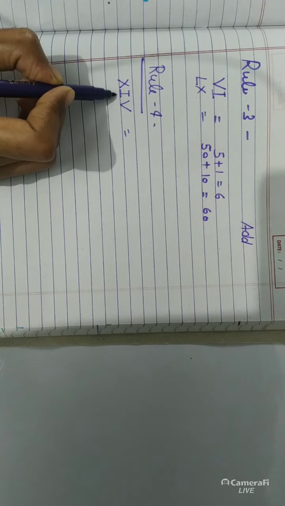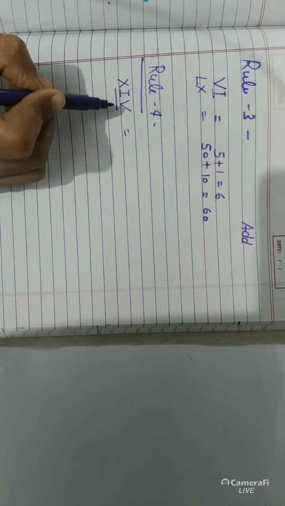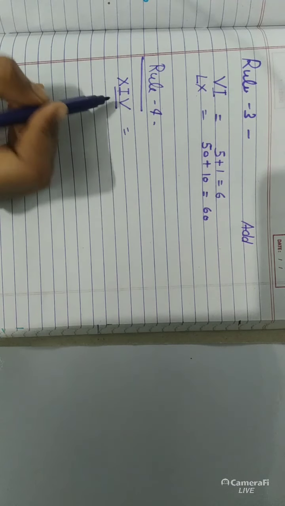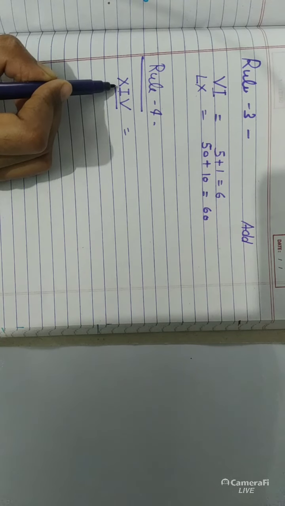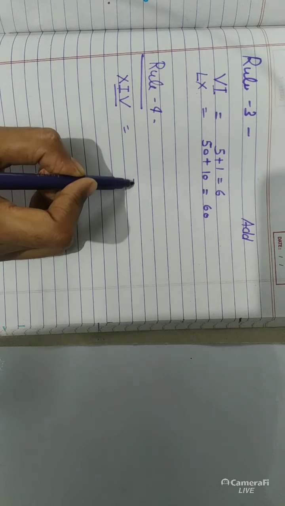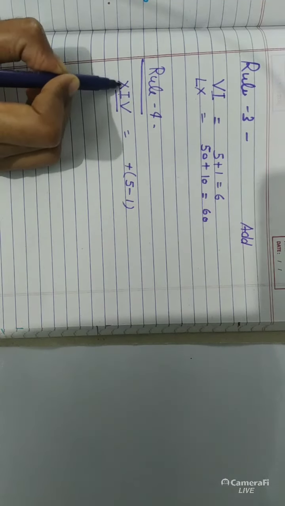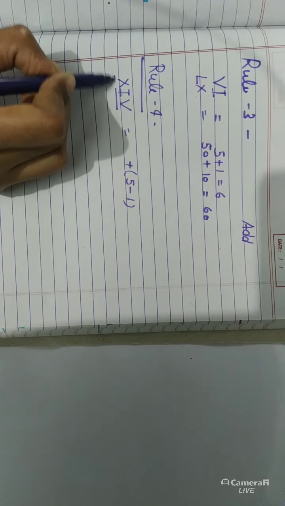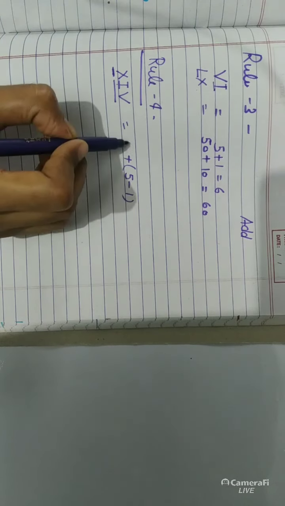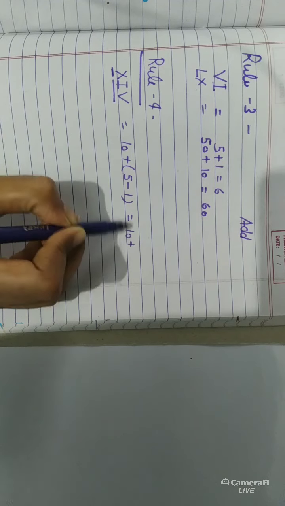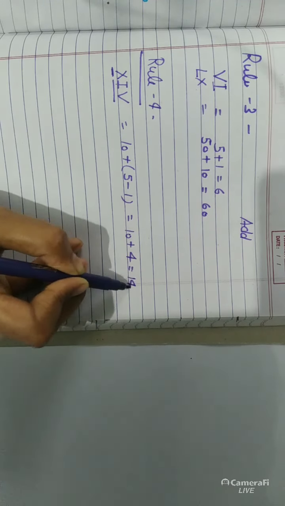Here you are seeing that it is the smaller number and it is written to the left side. What did you learn earlier? When the smaller number is on the left, we subtract. So first you will subtract, 5 minus 1, and then you will add it to the number written to its left side. Means 10 plus 5 minus 1; 5 minus 1 is 4, so it is 14.